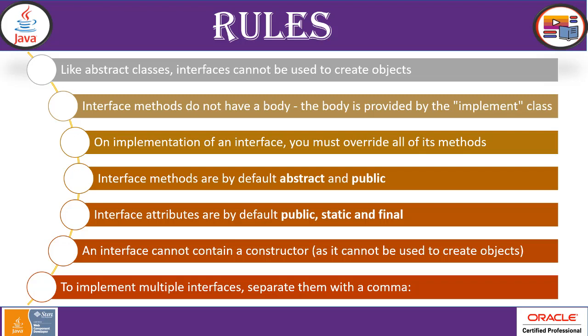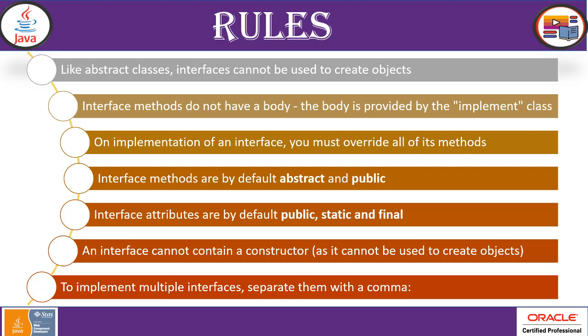It is easier to understand interfaces by understanding the rules instead of memorizing them. So make sure you understand why these rules are set up. Interfaces cannot be used to create an object because they don't have the definition. Interface methods do not have a body. The body is provided by the implementing class. Interface methods do not have implementation. On implementation of an interface, you must override all of its methods. Now, this is interesting. When we implement an interface in a class, you must make sure you are overriding all of its methods.